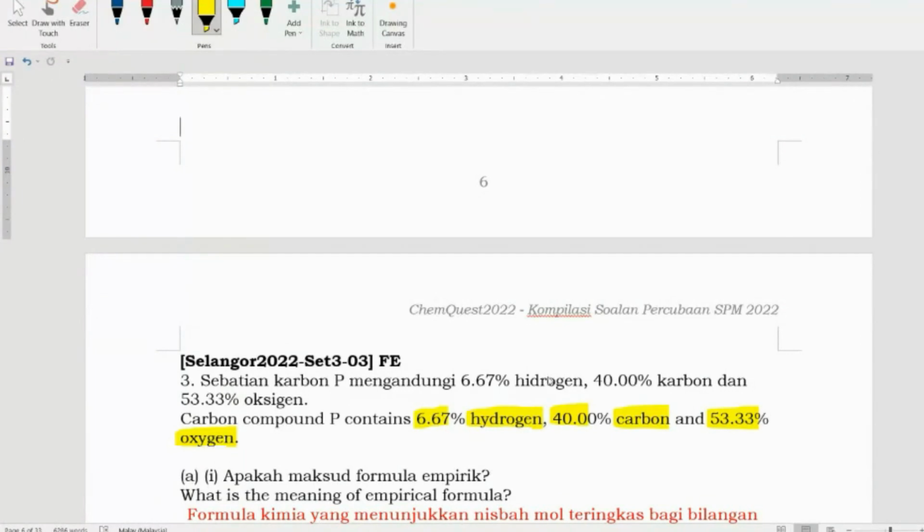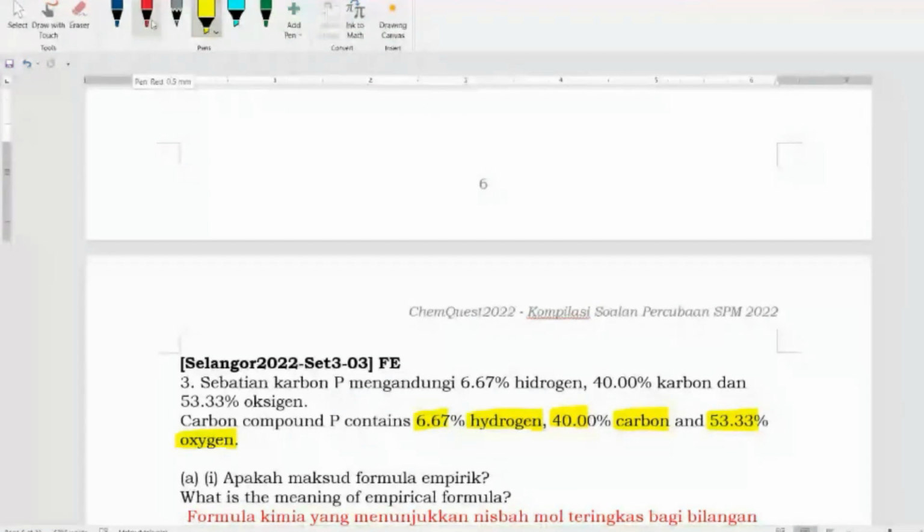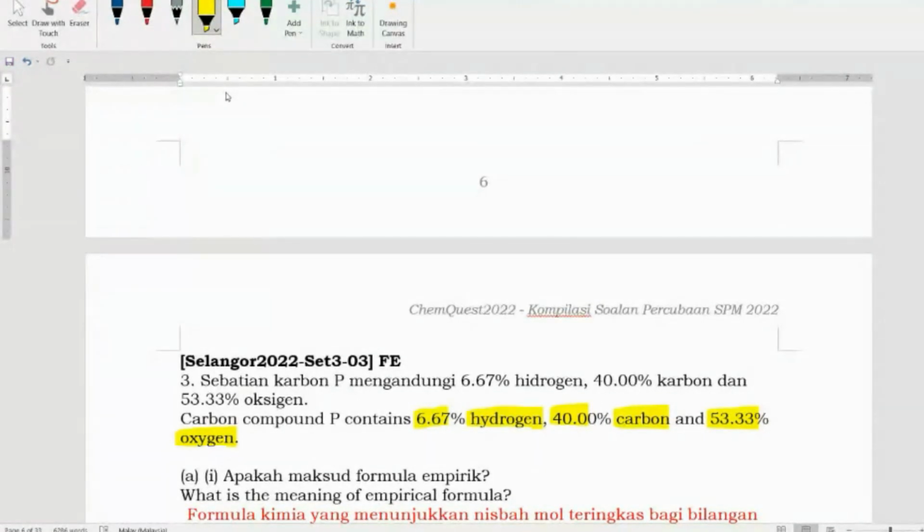Okay, so remember, if sometimes the question doesn't give you all the percentages, you have to know that the total should be 100%. Semuanya mesti 100%. So in this case, if it is 100%, you can directly change it to gram. The mass is equal to the percentage. In other words, this 6.67%, you just directly change it to 6.67 gram.